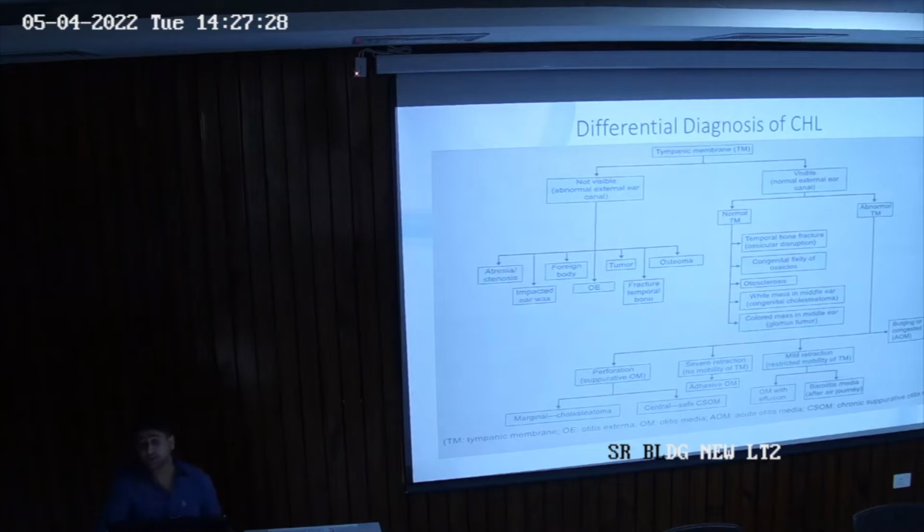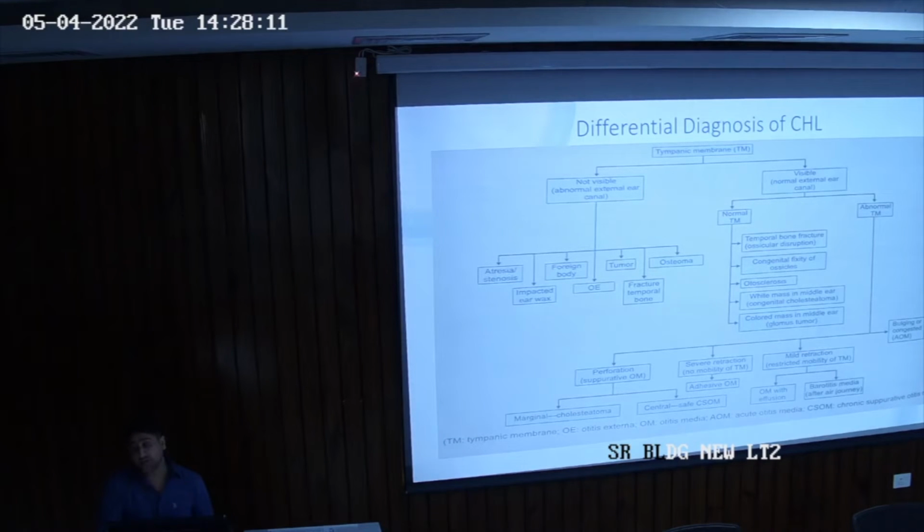By abnormality we mean it can be congenital, it can be acquired, it can be anything present in the canal. There can be atresia, impacted wax, foreign bodies, otitis externa, that is inflammation of the skin of the external auditory canal. There can be tumors of the external auditory canal, fracture of the temporal bone, which might lead to maceration of the external auditory canal, as well as hematoma in the canal, and osteoma. If the tympanic membrane is visible, then the canal is normal.